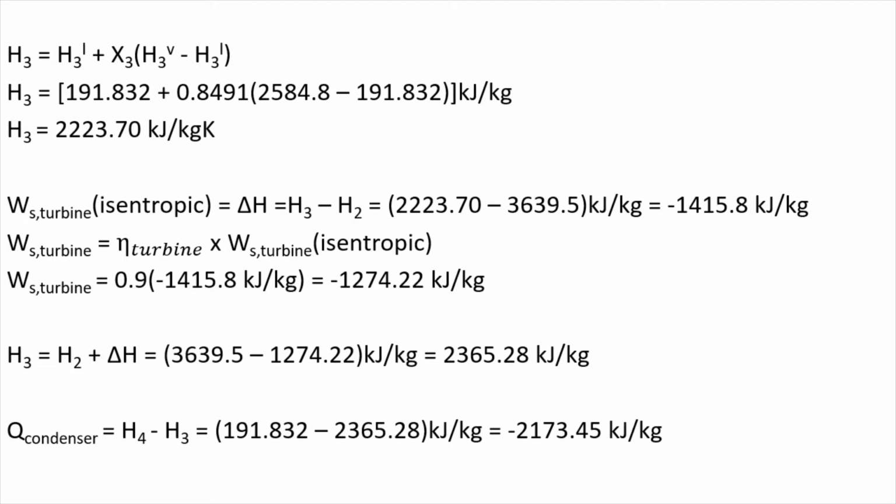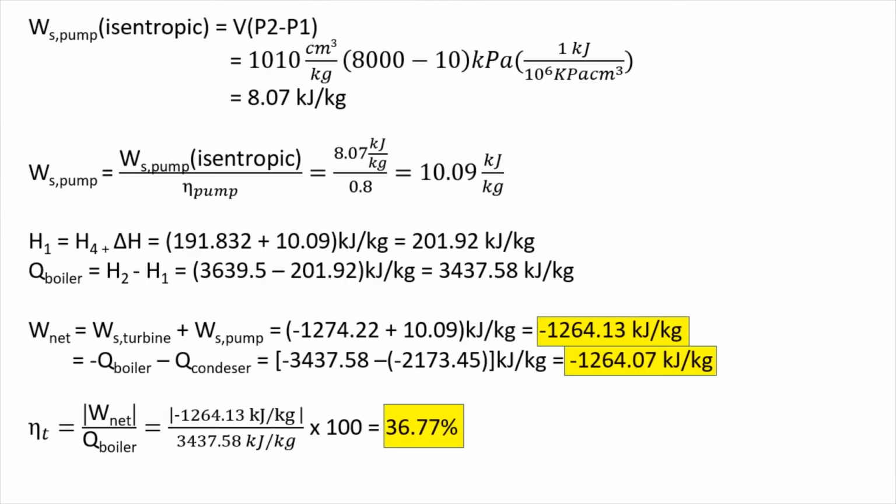2173.45 kilojoules per kilogram. Isentropic pump work is calculated by volume multiplied by P2 minus P1. Plugging in our values, converting kilopascal centimeters cubed into kilojoules, the isentropic pump work is 8.07 kilojoules per kilogram. The given pump efficiency is 0.8, and to calculate pump work, isentropic pump work is divided by the pump efficiency. Thus, pump work is 10.09 kilojoules per kilogram.